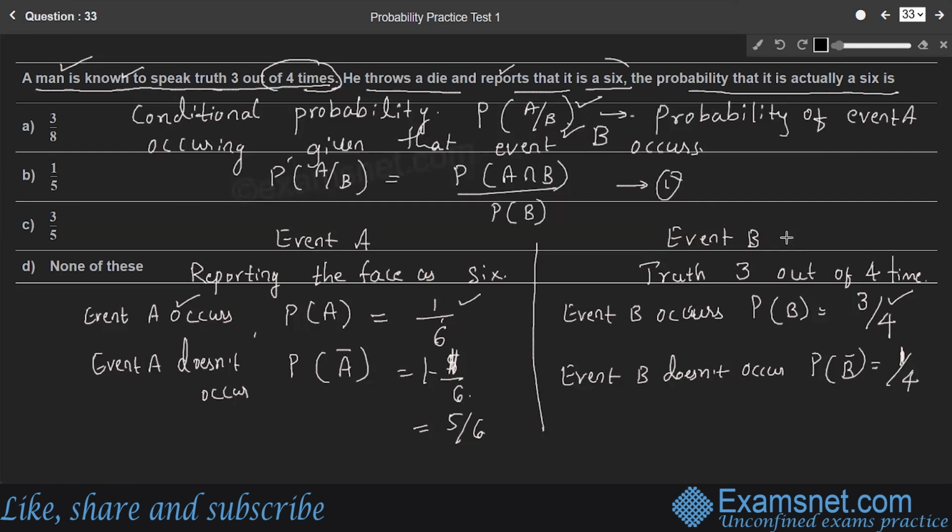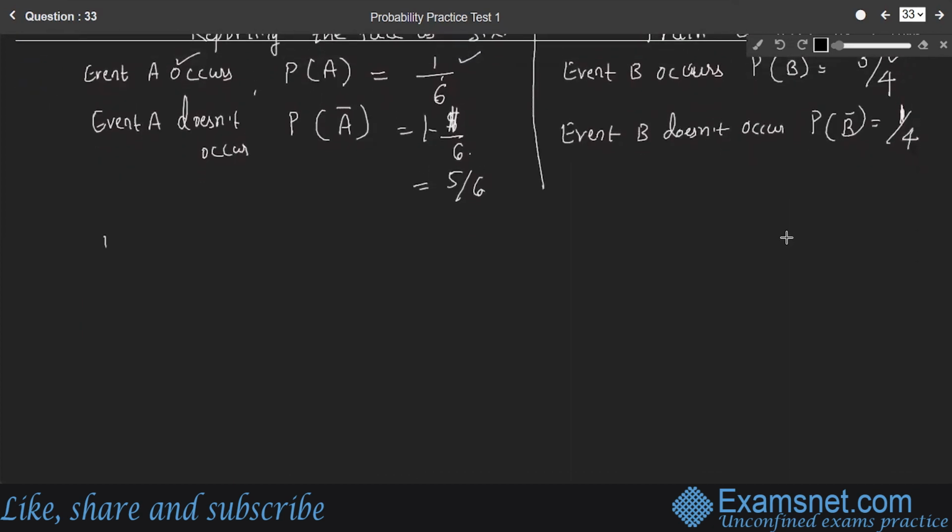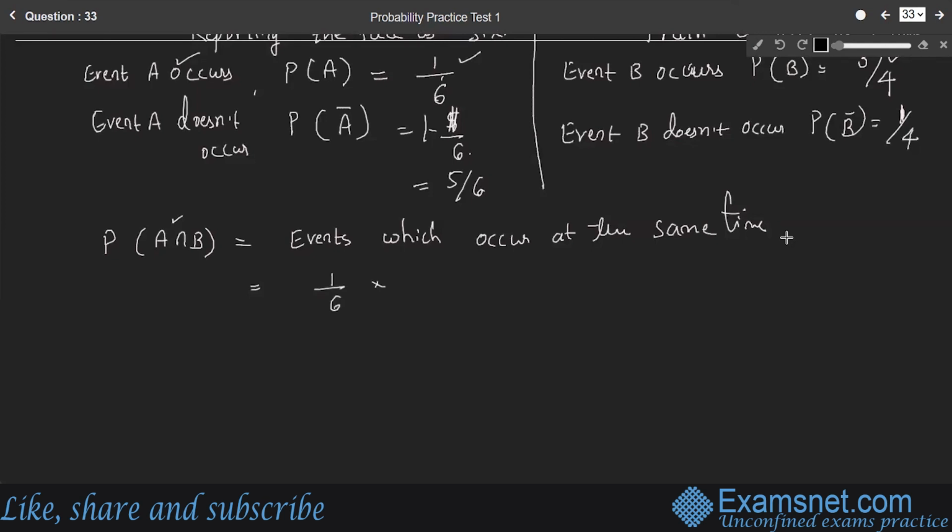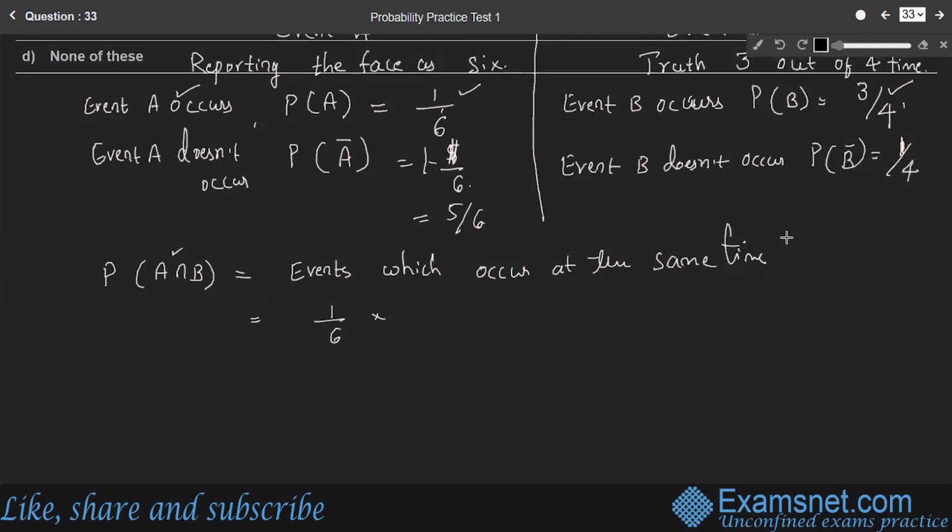Now let us consider the conditional probability given, P of A given B. The formula is P of A intersection B by P of B. For that, we'll consider P of A intersection B. What is P of A intersection B? A intersection B means two events which occur at the same time. So that means P of A into P of B. P of A is 1 by 6 into P of B, which occurs, so the probability is 3 by 4. Therefore, 1 by 6 into 3 by 4 is the probability of A intersection B.